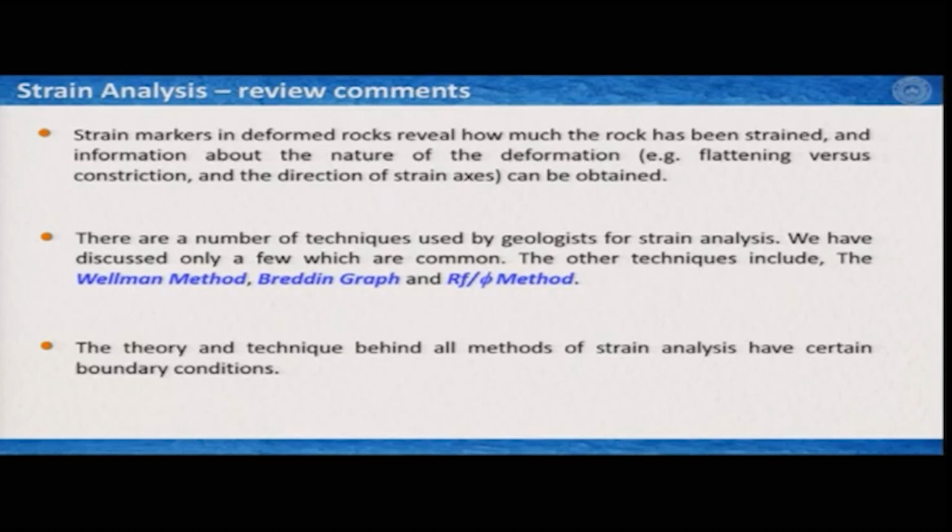But there are many other techniques for measuring strains. I just mentioned a few, like the Wilhelm method, the braiding method and the RF-phi method. In the books I referred to, all these 3 techniques are described, so if you are interested, you can have a look. What is most important is that the theory and technique behind all these methods do have certain limitations and some sort of boundary conditions. You cannot do everything using a single simple method. So based on this, I conclude this lecture, and I believe with these 3 lectures on strain, we now have very good knowledge on this topic.